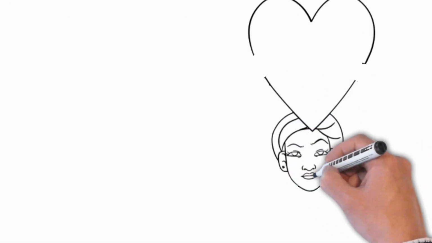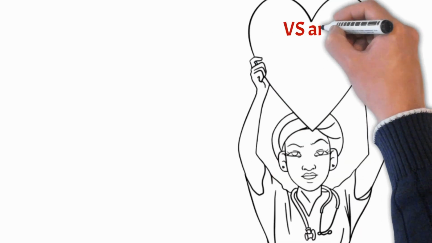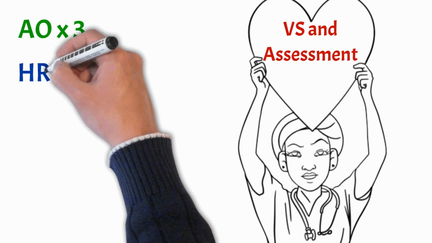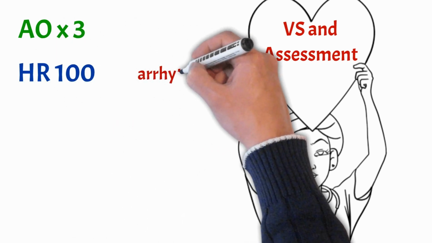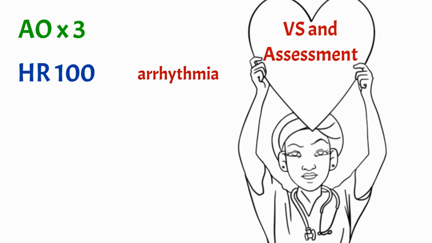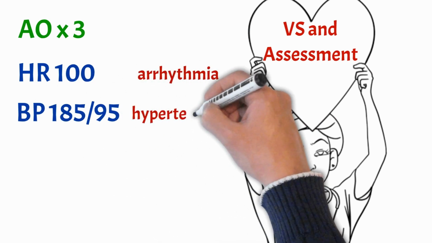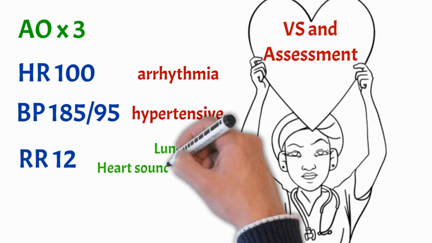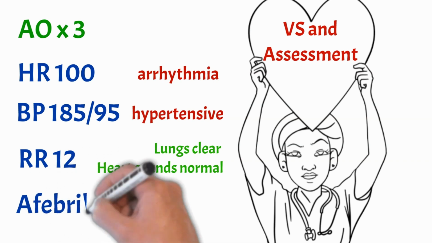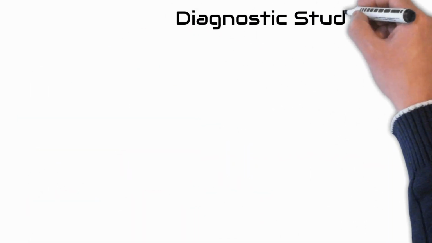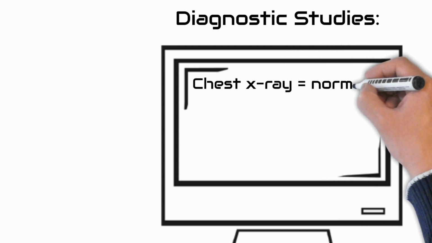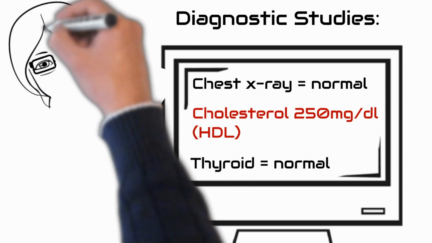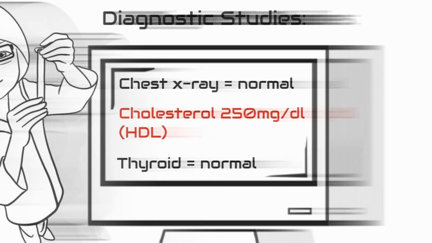On examination, Mrs. M's vital signs and physical exam findings are as follows. She's alert and oriented ×3. Pulse 100, corresponding with mildly tachycardic and slightly irregular pulse. Blood pressure is 185/95. Breathing 12 times per minute. Lungs are clear, heart sounds are normal, and she is afebrile. Diagnostic studies came back with normal chest X-ray, elevated cholesterol at 250 milligrams per deciliter, and thyroid levels within normal limits. Thank you, Nurse Sally.